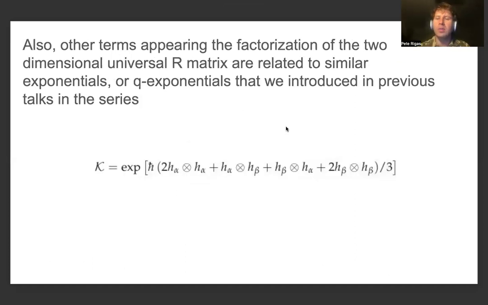But also, other terms appearing in the factorization of the two-dimensional universal R matrix are related to similar exponentials or Q exponentials that we had introduced in previous talks in the series. But this exponential is still an exponential of some H bar term, involved in several other terms that we take with respect to tensor product, and we normalize this whole superposition of the tensor product by 3. So you can see for the first term, we're taking the tensor product of H of alpha with itself, or H of alpha with H of beta, or H of beta with H of alpha, in which we're permuting the order of the tensor product in comparison to the preceding term, as well as a final term of 2 of H of beta tensor product with H of beta.